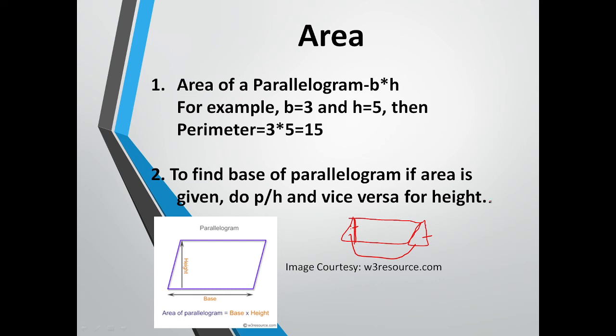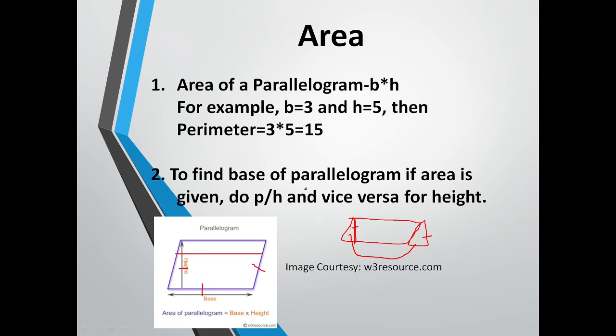Okay. So we can just do base into height, and be careful that the base is the line, the place where the height starts from. As you can see, this is the base and this is the height. For example, if this was the base, then this wouldn't be the height. Actually, this would be the height. The base changes according to the place where the height starts.